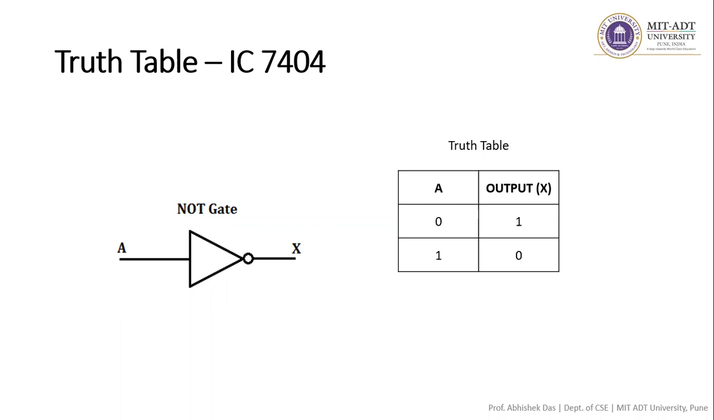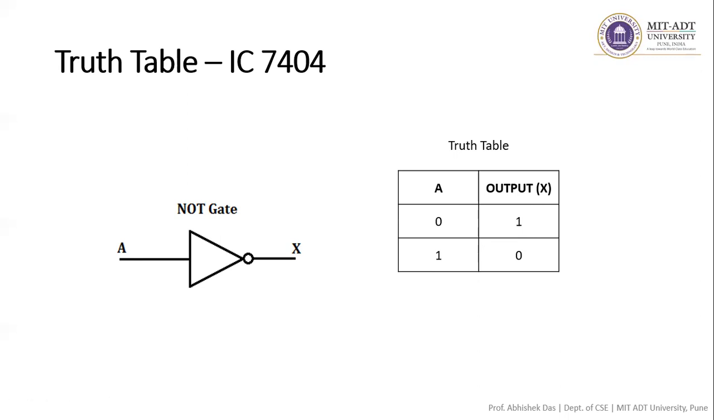You can see from the truth table that when the input of the NOT gate is true, that is 1 over here, we get just the opposite, that is 0 or false, as the output, and vice versa. When the input is 0, we get 1, that is true, as output. So if you give 1 as input, you get 0 as output, and if you give 0 as input, you get 1 as output.